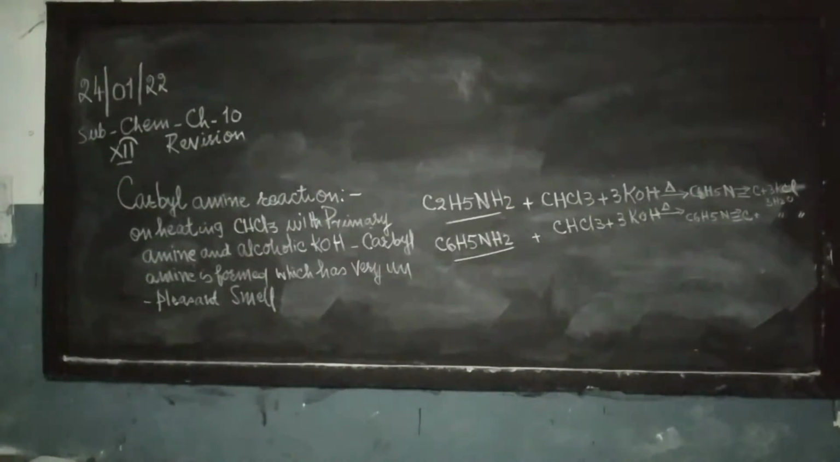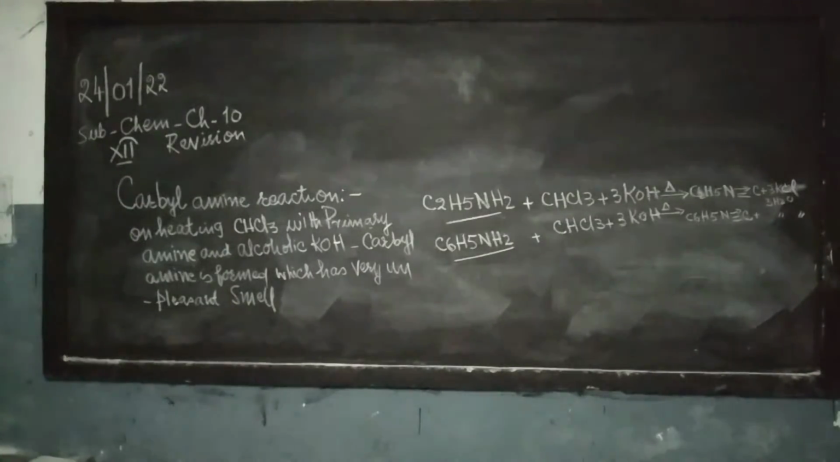Primary amine means ethylamine from the aliphatic side, and from the aromatic side it is phenyl, it is aniline. The formula of ethylamine is C2H5NH2. It is ethylamine.